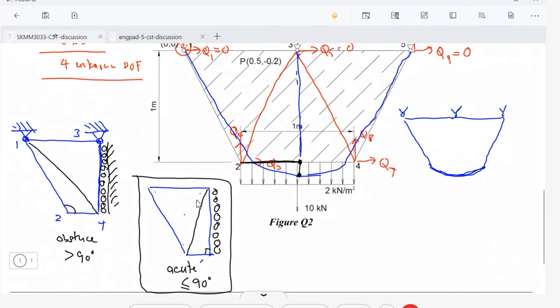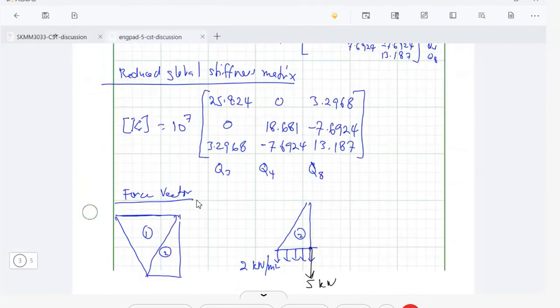So it's already half. But in this case, let's see that this node is shared between the left-hand side and the right-hand side. So in this case, we are only studying half. We are only using half of the load. Instead of 10, we are only using 5. This is another important point. All right, so now, can we find the force vector?